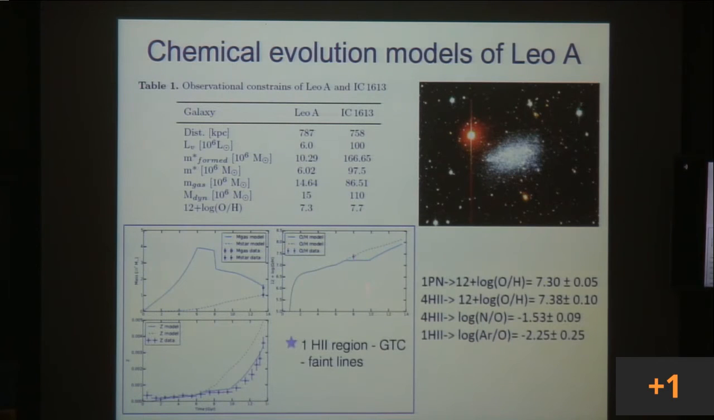We did these chemical evolution models, but for our observational constraints on the present-time interstellar medium, we don't have an accurate number. We now have a spectrum from GTC, but it has very faint lines, so we are going to maybe use Cloudy in order to obtain this. Thank you.